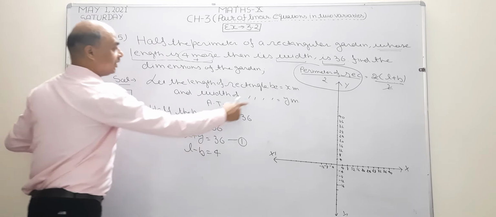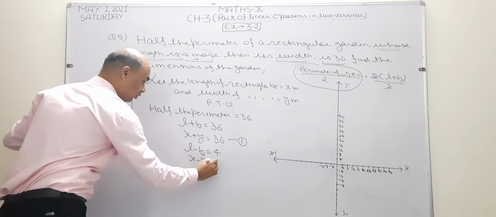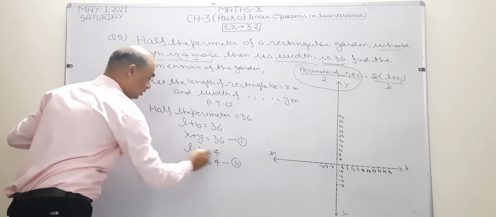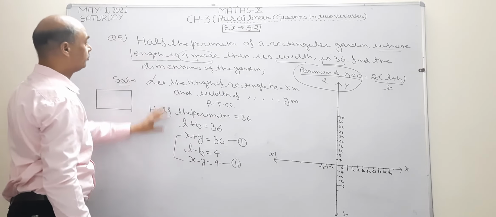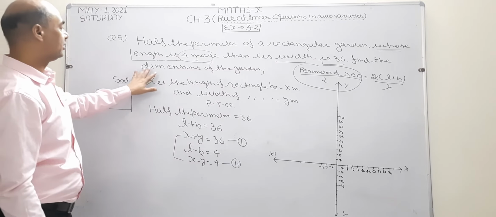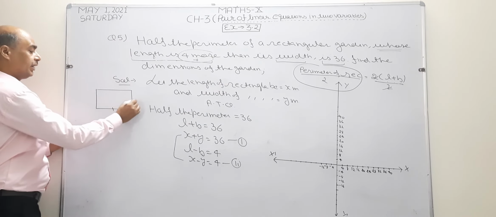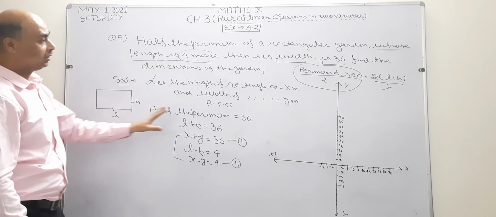What is the length? x. I write here x. What is the breadth? y equal to 4. This is the second equation. Now this is the algebraic representation of the given situation. Now in this question we have to find the dimensions of the garden. Dimension means length and breadth of the garden, by using a graph.